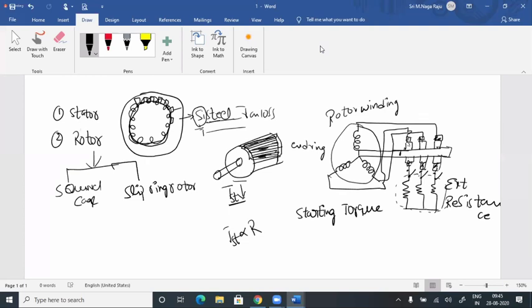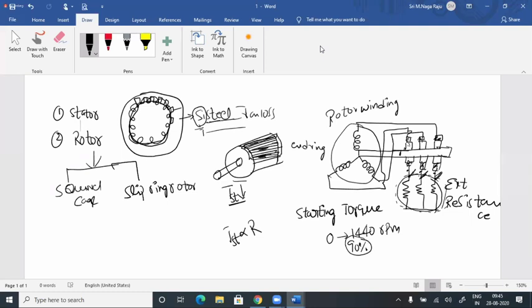Initially the switch is in closed position. So at the time of starting, the resistance is connected to the rotor circuit. Now, when the rotor starts rotating, speed increases from 0 to rated speed. For example, let us say the rated speed is 1440 RPM. If the speed increases to nearly 90% of rated speed, then the centrifugal switch, which is a mechanical switch, automatically opens. Then this external resistance gets disconnected when the motor reaches 90% of its rated speed.